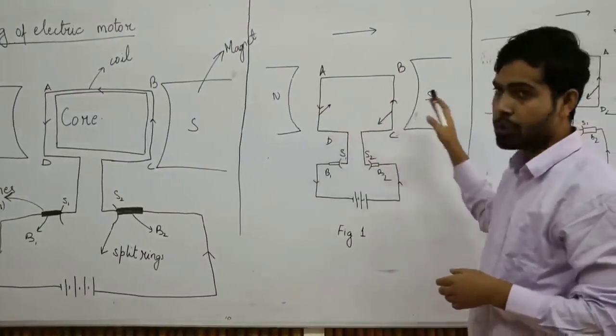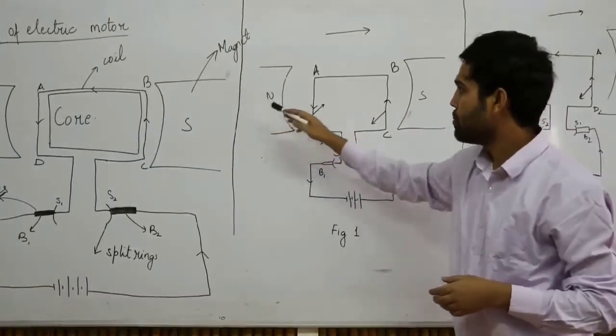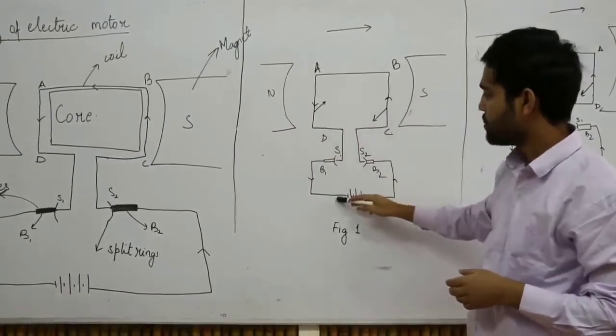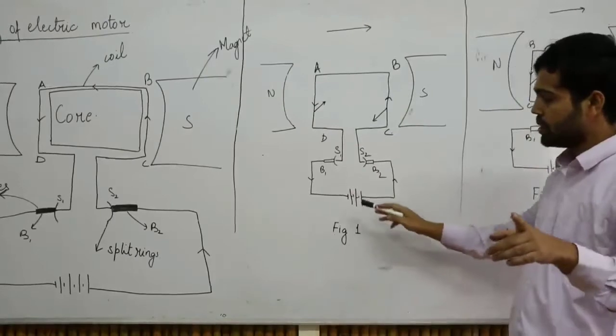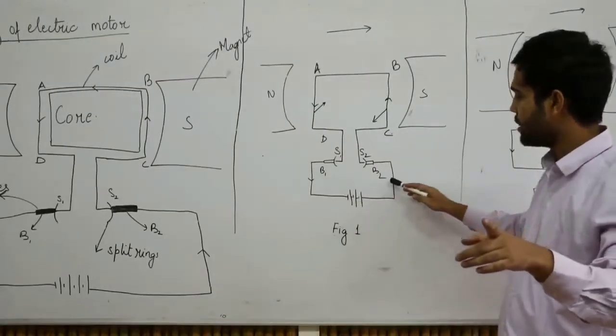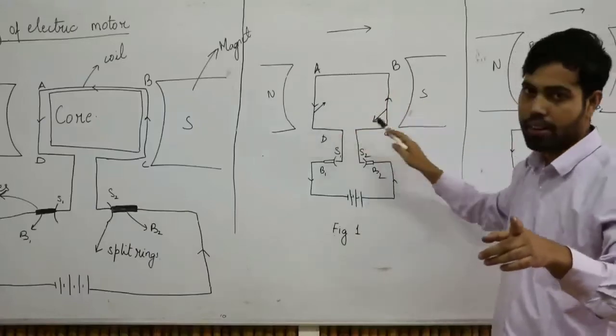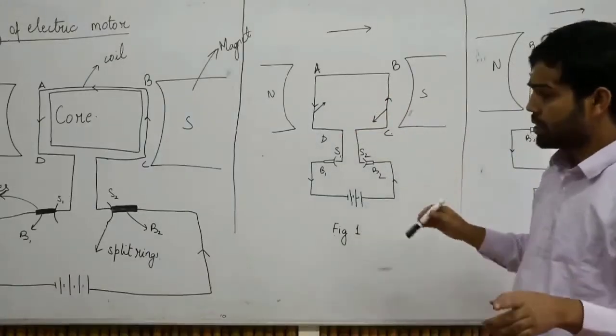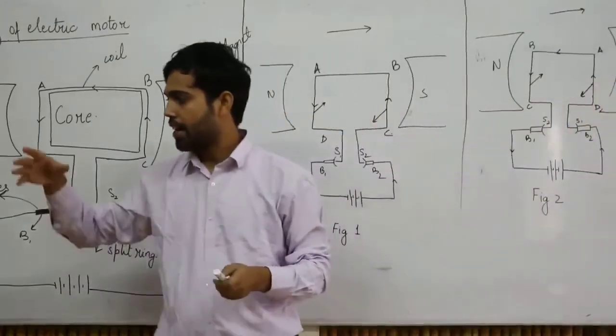I have the north pole of a magnet and the south pole of a magnet, and I have some source of current. Now I have placed the source of current in such a way that the direction of current is in this direction. Okay. Now again you notice one thing in here.